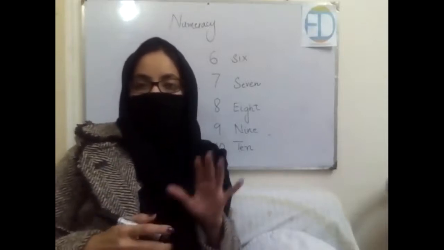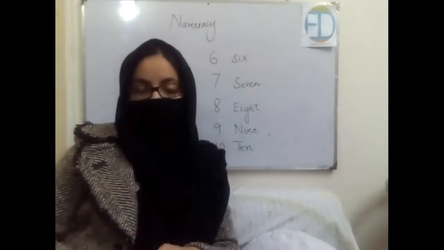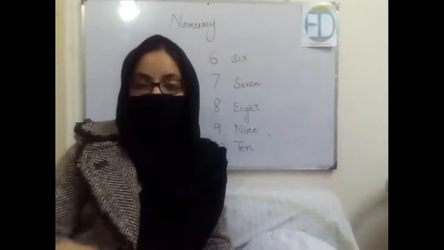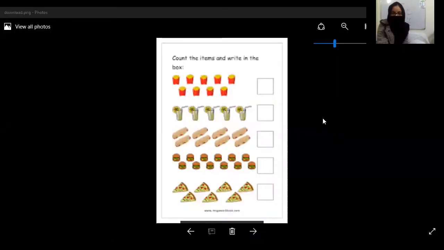We will write the digits from 5 to 10 in the form of words. And before that, I'm going to show you some pictures, and you have to identify the number of items and then tell me their number. Okay, I'm going to share the screen with you. Is the screen visible? Perfect.